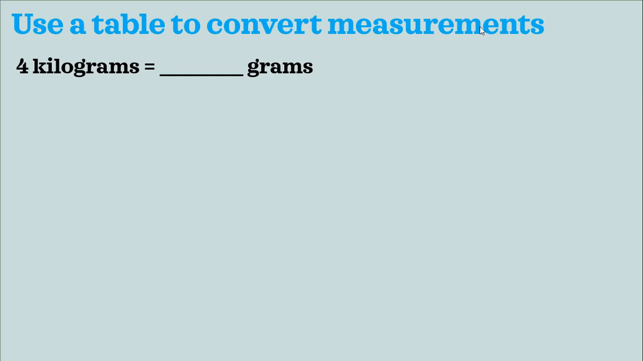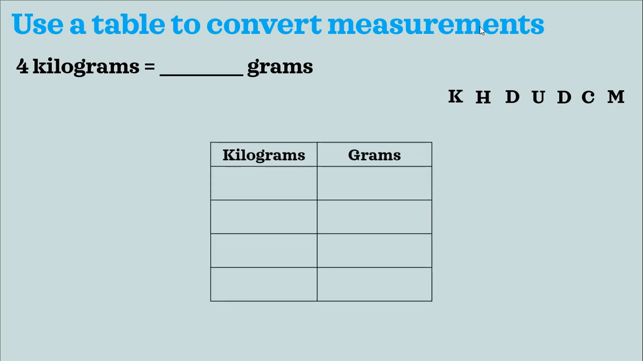Let's use a table to convert measurements. Here we have 4 kilograms, and we want to rewrite that as grams. We can use our mnemonic device to help us. King Henry died unusually drinking chocolate milk. Kilo, hecto, deca, units, deci, centi, milli. Let's use a table to help us.